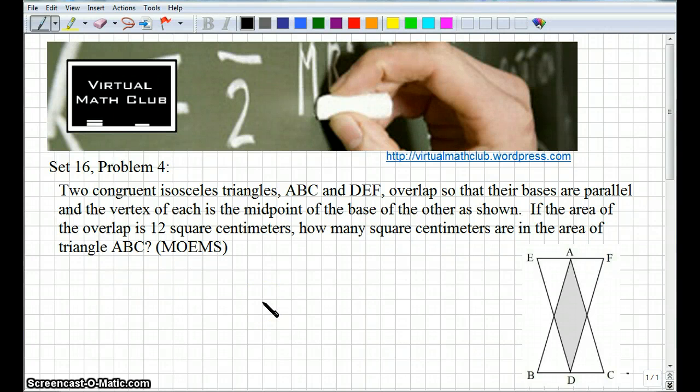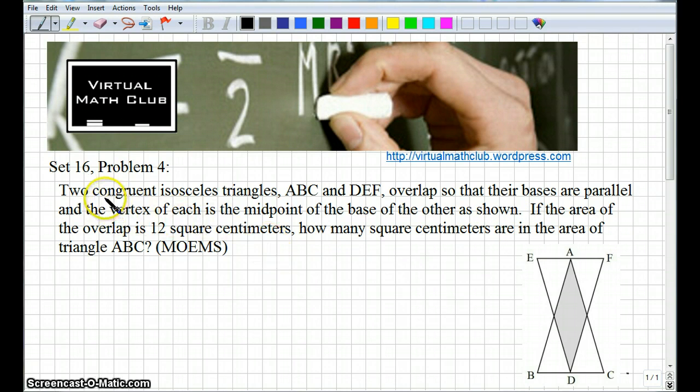In problem number 4, we have two congruent isosceles triangles, ABC and DEF, and they overlap so that their bases are parallel and the vertex of each is the midpoint of the base of the other, as shown. Alright, well, let's make sure we understand what all that means. There are a lot of mathematical terms here, so let's go through them.